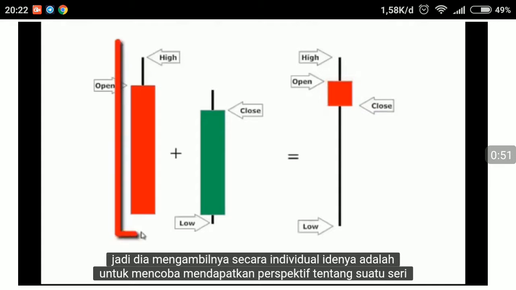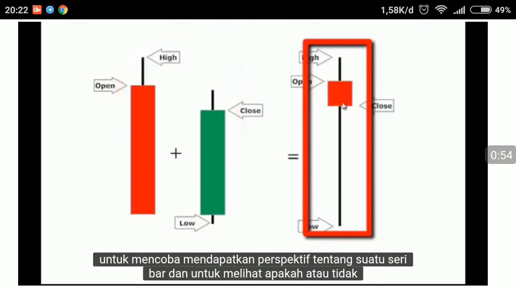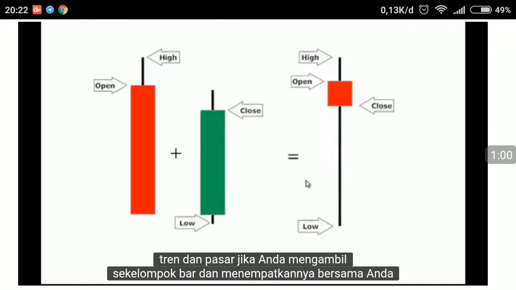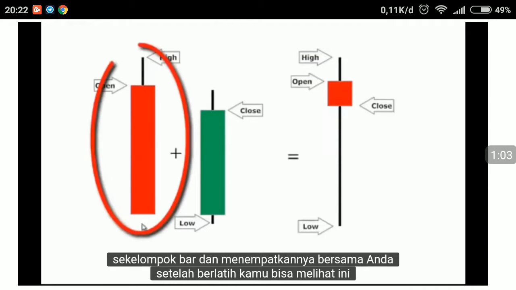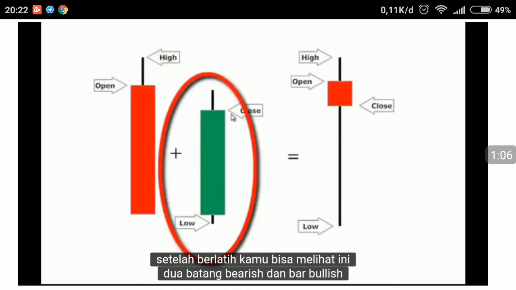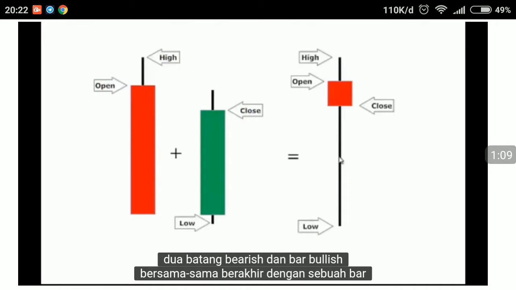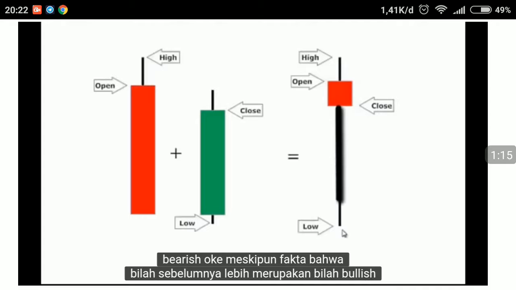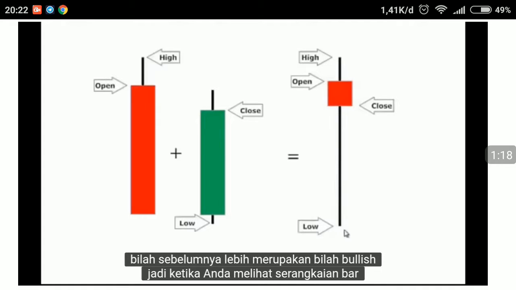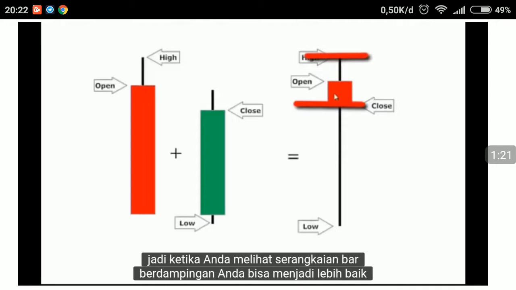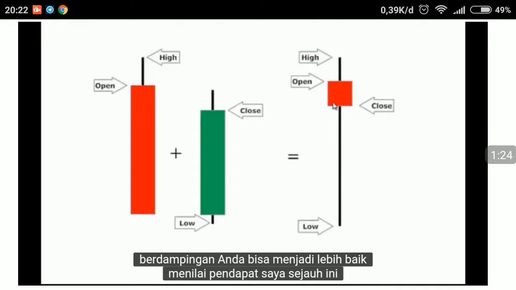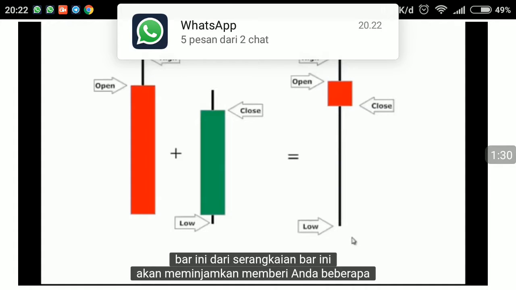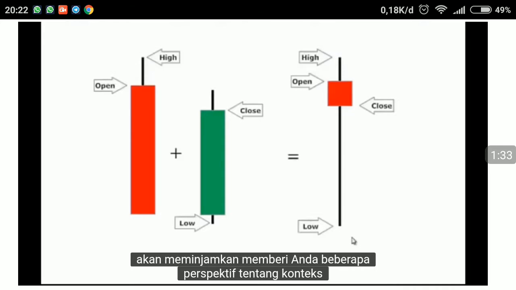The idea is to try to gain perspective on a series of bars and to see whether or not markets are in balance or markets are trending. And if you take a bunch of bars and put them together, after practicing, you can see that these two bars, the bearish and the bullish bar together, wind up with a bar that is relatively neutral, maybe only slightly bearish, despite the fact that the previous bar was more of a bullish bar. So when you look at a series of bars side by side, you can make a better judgment, in my opinion, as far as giving you some perspective on the context of the marketplace.